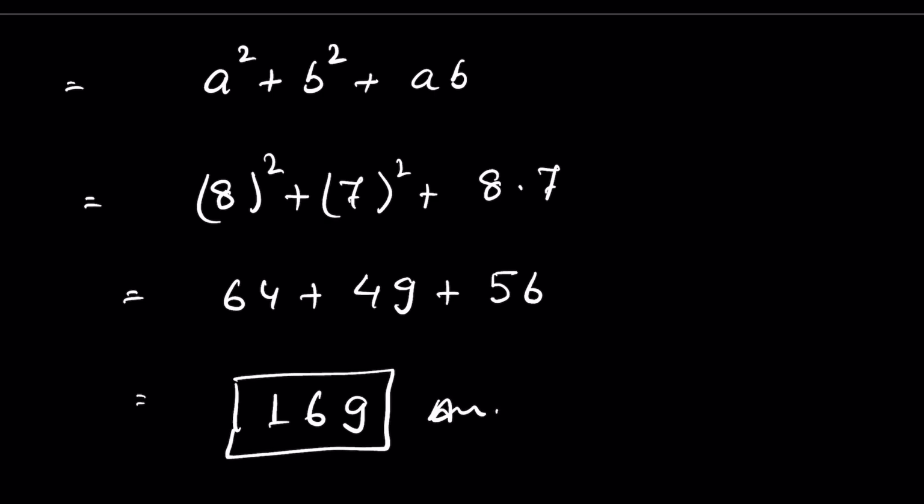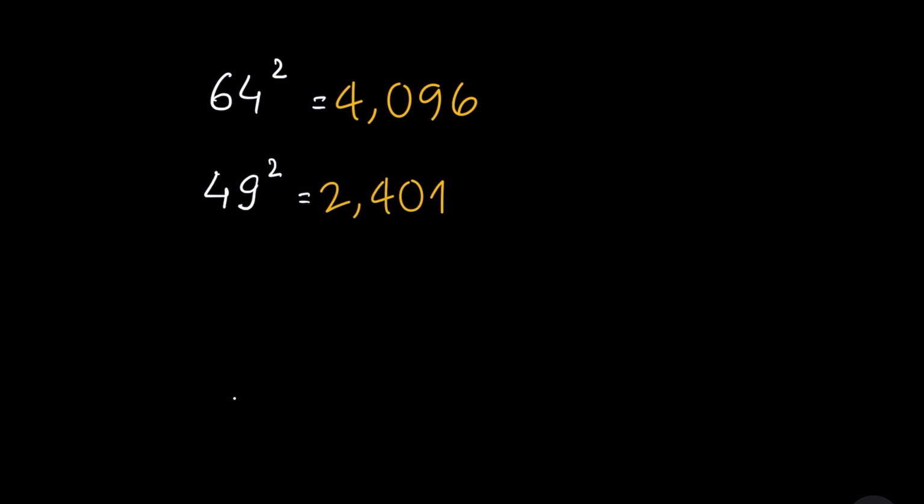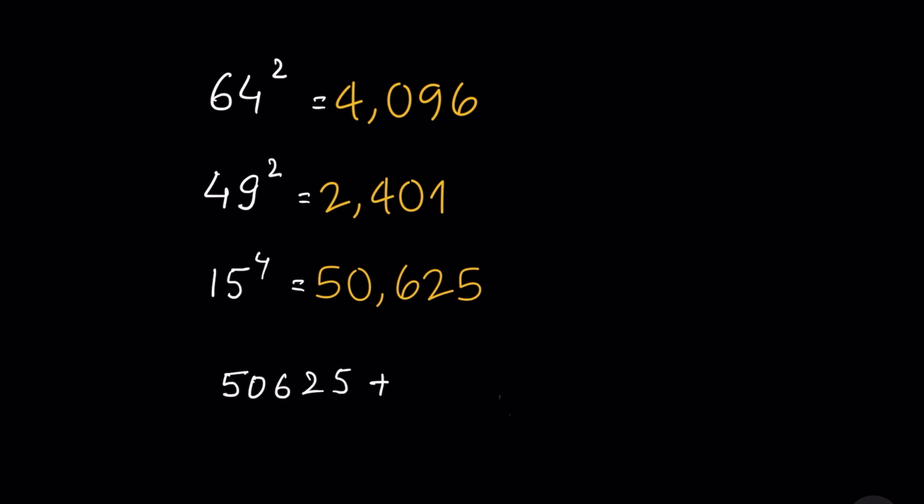No calculator needed. Let's check in the Apple Notes. 64² equals 4096. 49² equals 2401. And 15⁴ equals 50,625. So if we add 50,625 plus 4,096 plus 2,401, this is equal to 57,122.